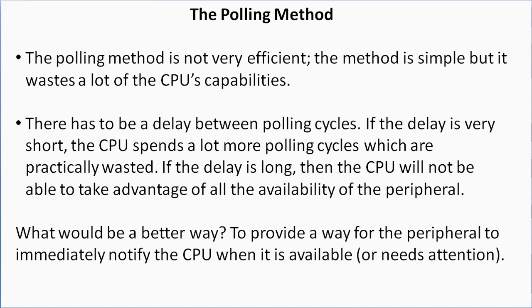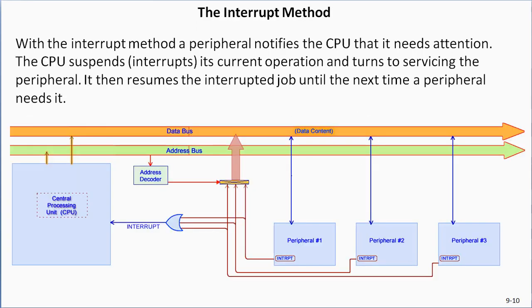So those are the problems with the polling method. And then we're wondering what would be a better way? To provide a way for the peripheral to immediately notify the CPU when it is available or when it needs attention. Hence, the interrupt method. With the interrupt method, a peripheral notifies the CPU that it needs attention, like more data to be transferred or a prior job has finished, etc. And therefore it needs either more data or further attention.